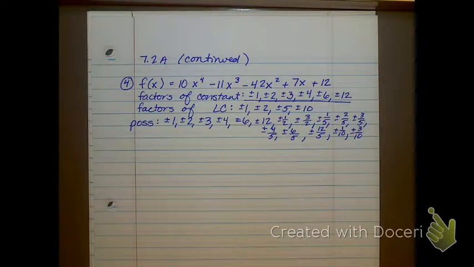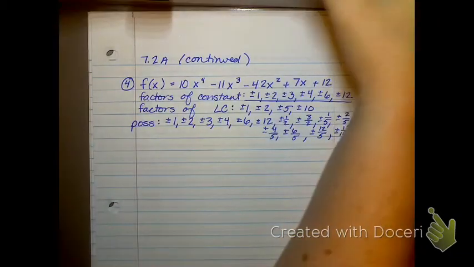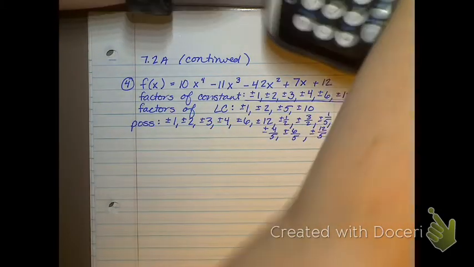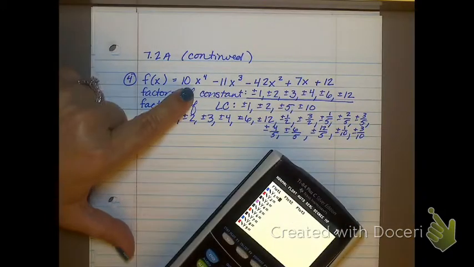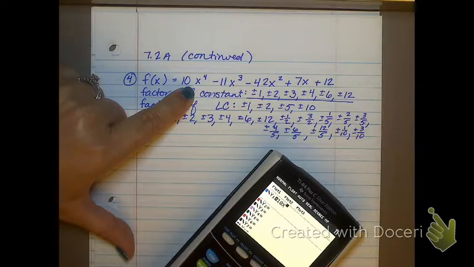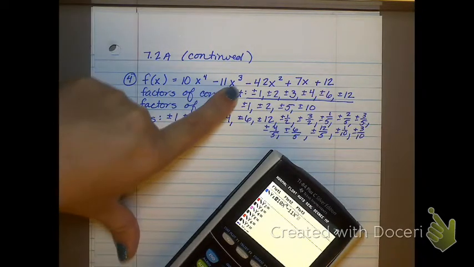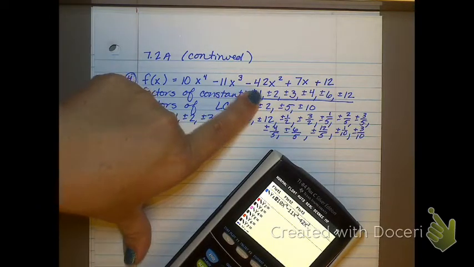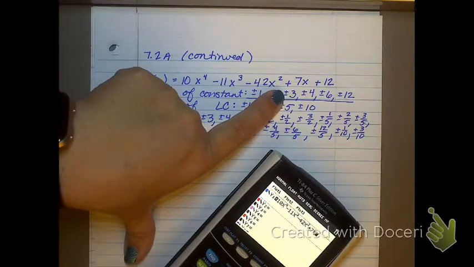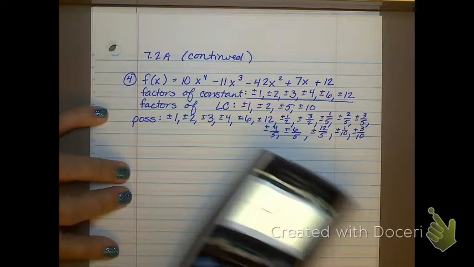I would not give you a problem like that and not give you a graph to look at to help you start guessing. So let's see. If I pulled out my graph, working on charging it here, hang on. Let me type in this graph. 10x to the fourth minus 11x to the third minus 42x squared plus 7x plus 12. And I look at the graph of that. Let's see what we get.